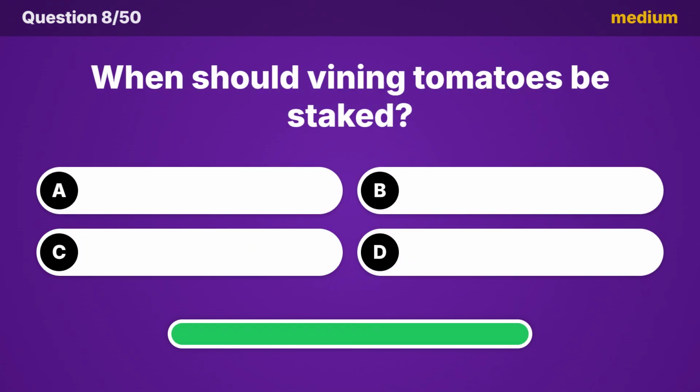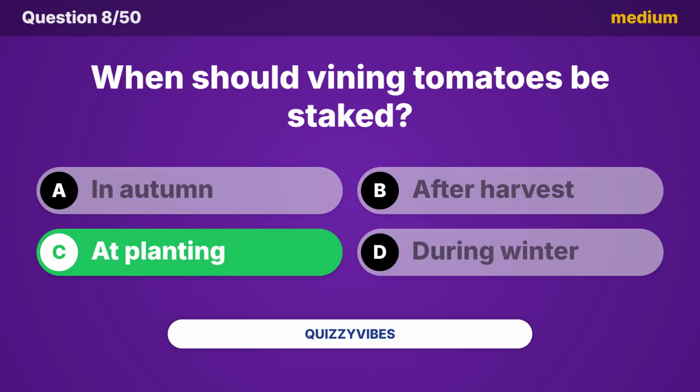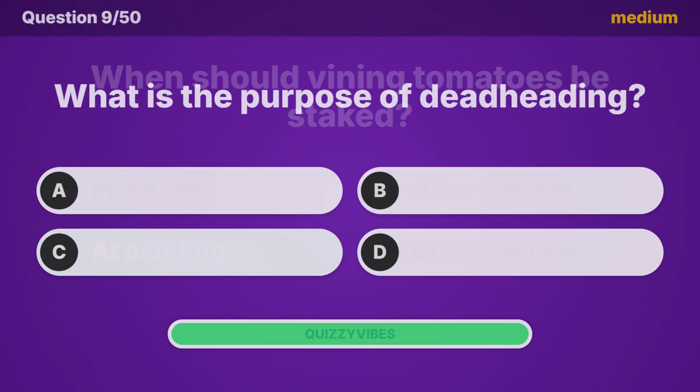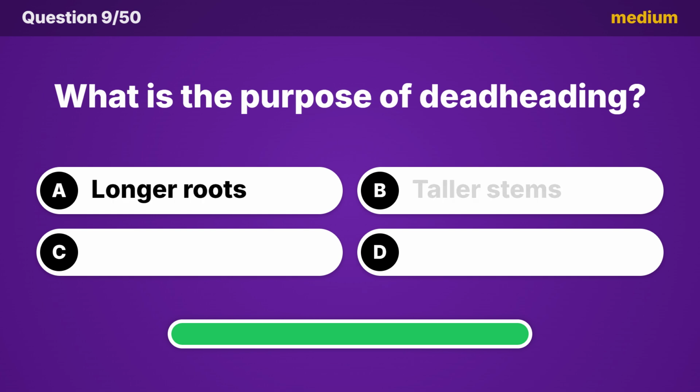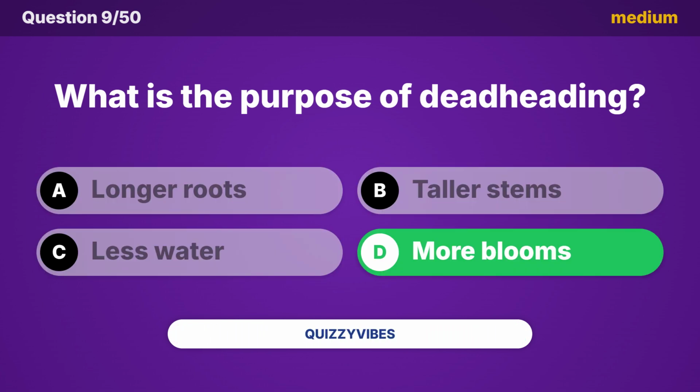When should vining tomatoes be staked? The answer is at planting. What is the purpose of deadheading? Did you guess it? The answer is more blooms.